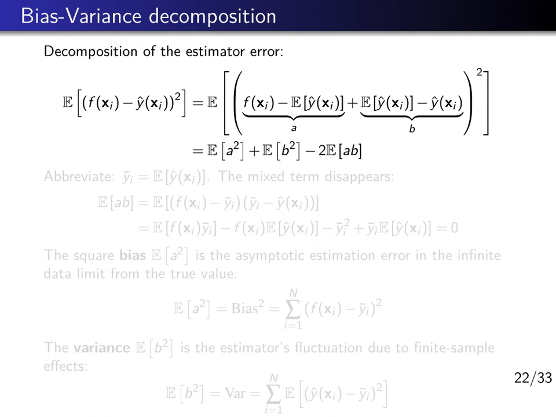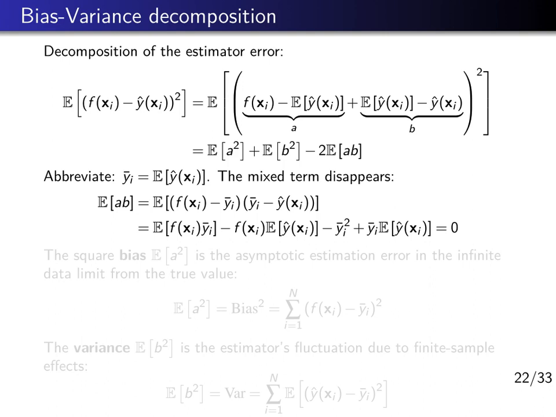Now we do the same trick as in the slide before. We add and subtract a certain term, and the term that we add and subtract here is the expectation value of the model prediction at xi, and the expectation is taken over many realizations of training and validation. So we add and subtract these terms. We group the sum into terms A and terms B, apply the binomial formula, and we get these three terms: expectation value of A square, of B square, and of AB.